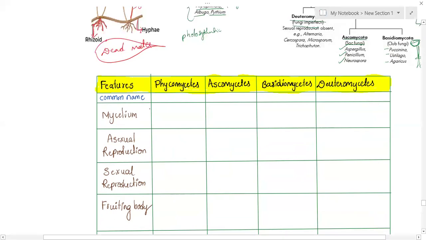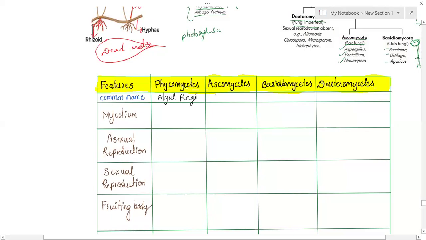Okay. I'll write the features of phycomycetes. Can anybody tell me the common name of phycomycetes? Just now I said it at the top of the classification. Algae-like fungi. Algal-like fungi. Very good. Algal fungi.